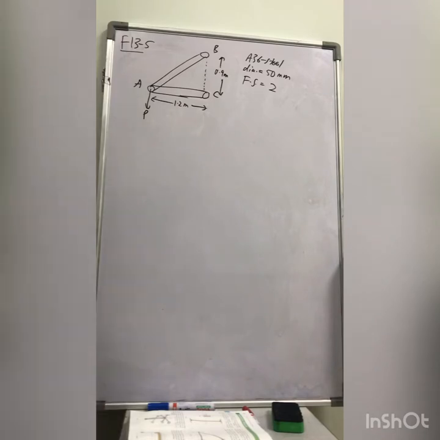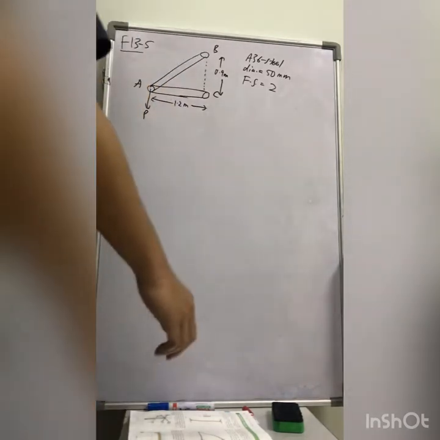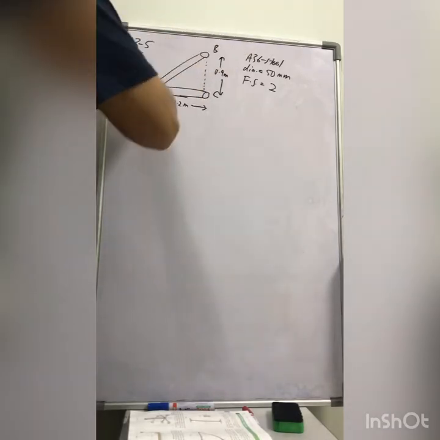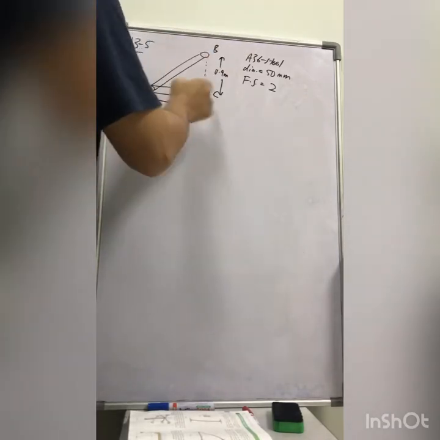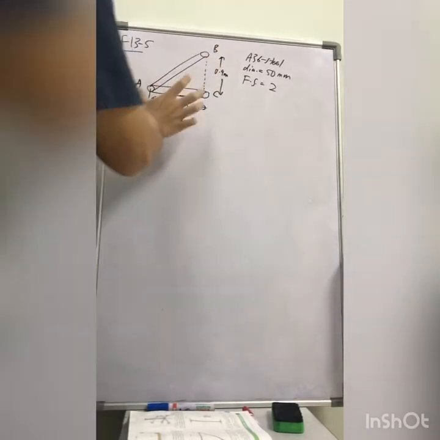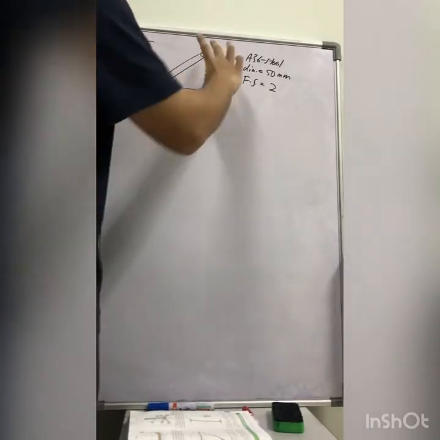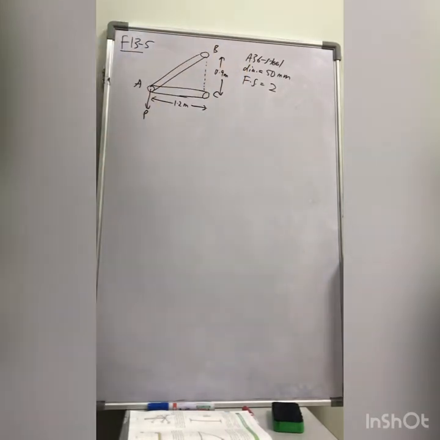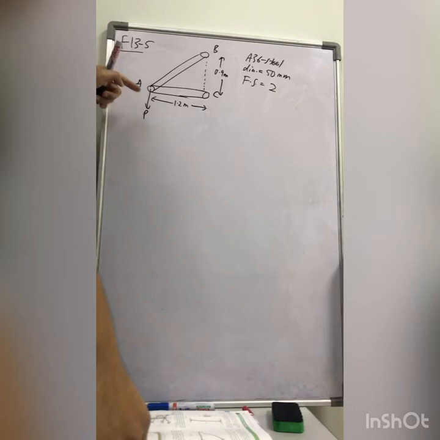Alright, now we go to fundamental problem 13.5. So basically you have an assembly of two members here, AB and AC, right? For this assembly, AC is 1.2 meter, and the line between point B and point C is 0.9 meter, and one vertical load P downwards is applied to joint A.